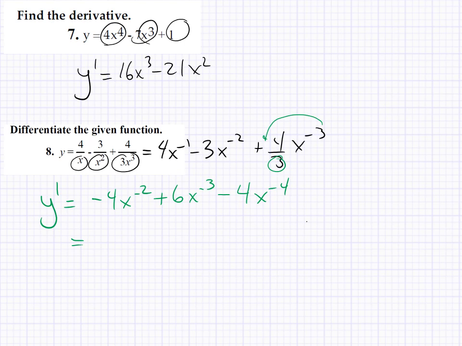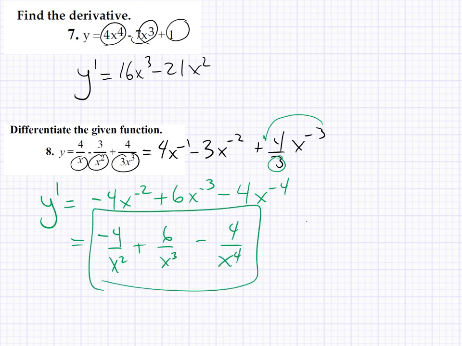I'll rewrite the answer so that there are no more negative exponents. -4 over x squared plus 6 over x cubed minus 4 over x to the 4th, and there's your answer for your derivative. So both of these should be very easy derivatives to do at this point. If you're struggling with the power rule still, there's going to be a major problem for you on this test.